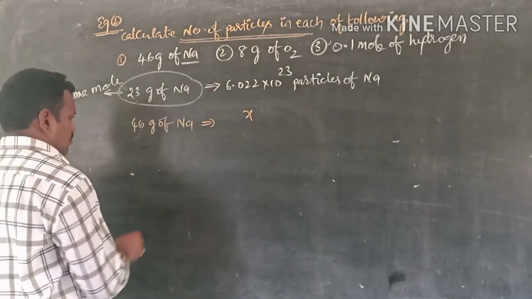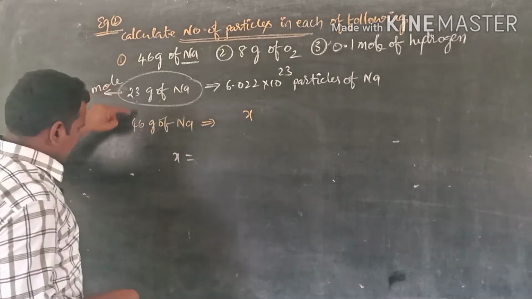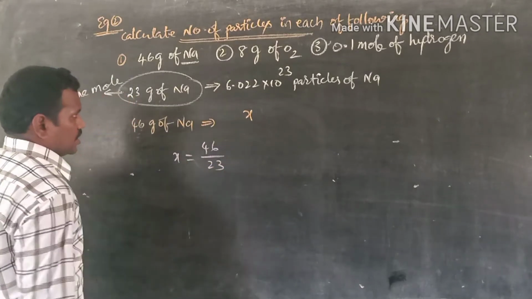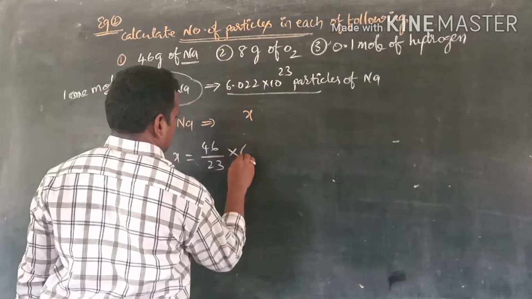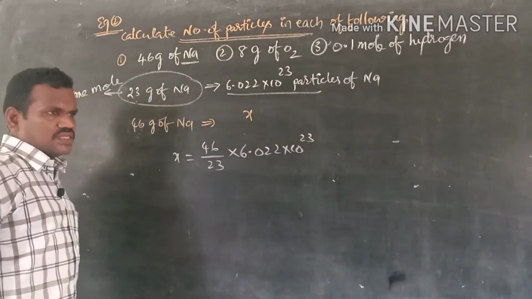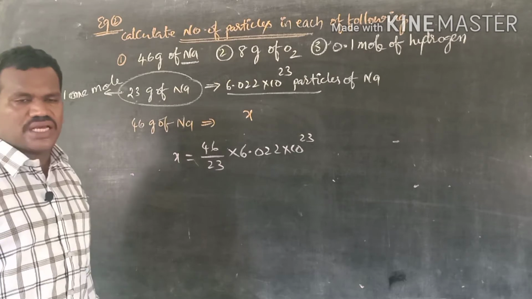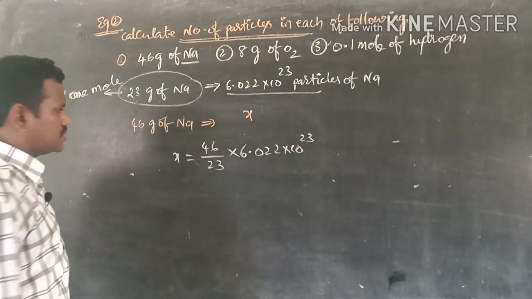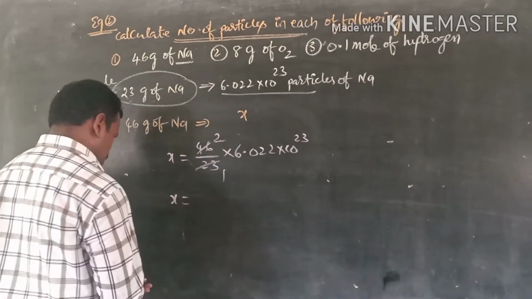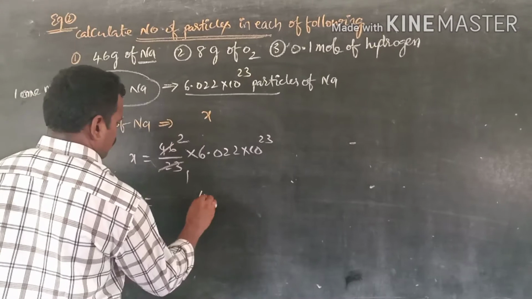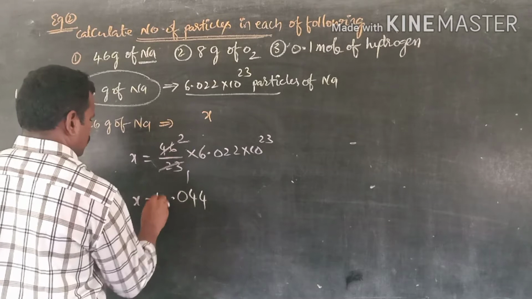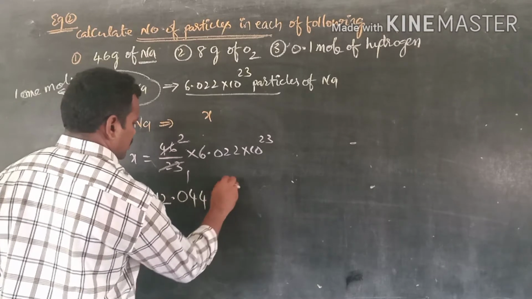Now the formula for X is equal to 23 grams becomes 46. That becomes 46 by 23 into these many particles, 6.022 into 10 power 23, by taking the equal ratios as well as algebraic expressions. Now 23 ones are 23, 23 twos are 46. Then X is equal to, if we multiply, 2 twos are 4, 2 zeros 0, 0.6 twos are 12 into 10 power 23.